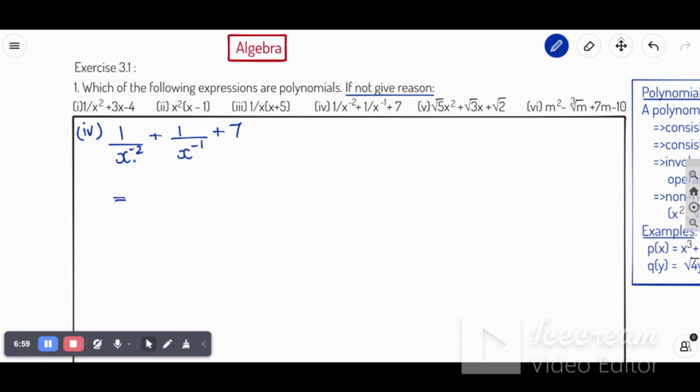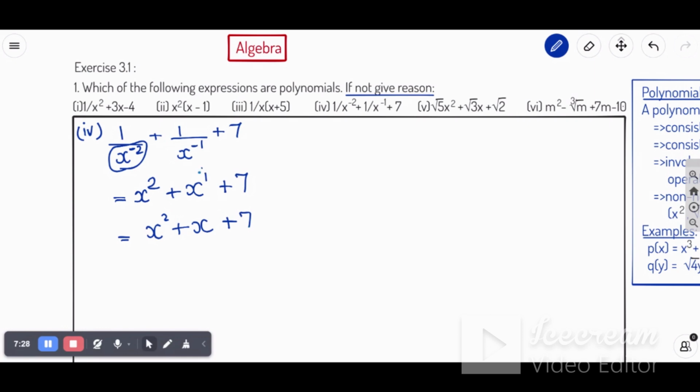So the next question is 1 by x power minus 2 plus 1 by x power minus 1 plus 7. So what happens here is, let us take this x power minus 2 to the numerator. Do you know what happens? Yes, it becomes x square plus x power 1 plus 7. So now you can rewrite this as x square plus x, or leave it as such, both work.